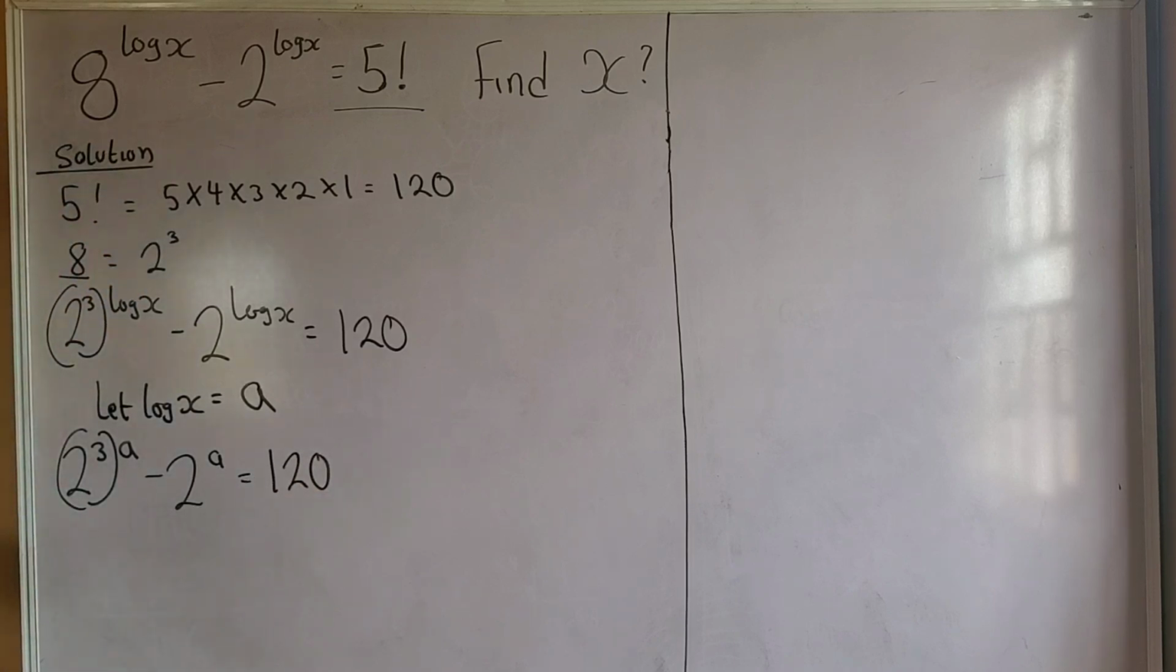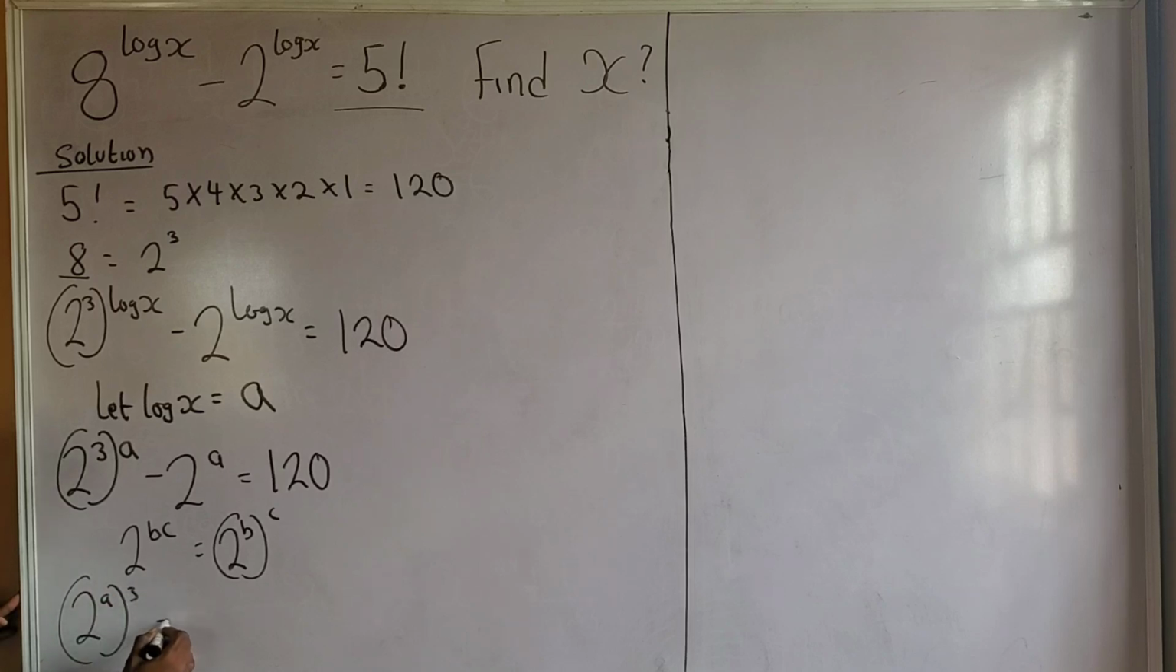Are you following? Okay. According to laws of logarithm, 2 raised to the power of bc can be written as 2 raised to the power of b, raised to the power of c. So for this, I'm going to have 2 raised to the power of a, raised to the power of 3, minus 2 raised to the power of a equals 120. I have not done anything. All I did was use these properties.